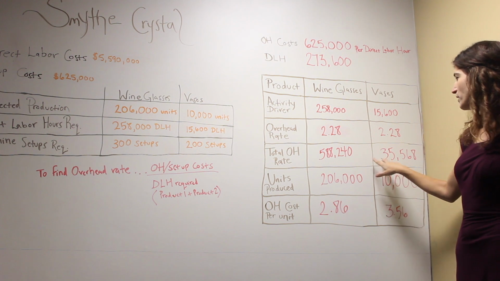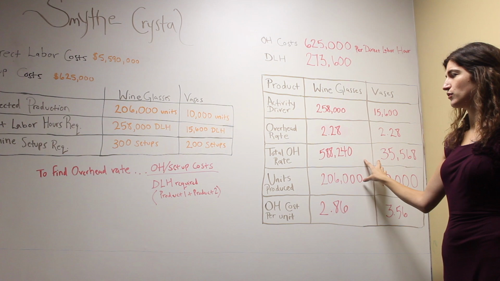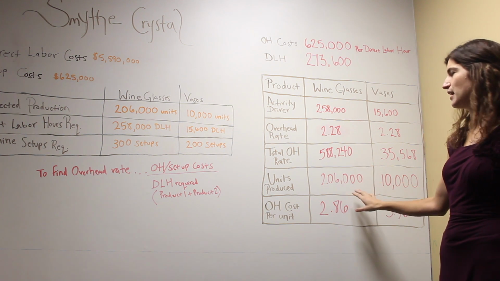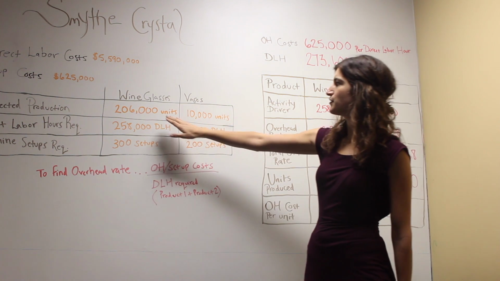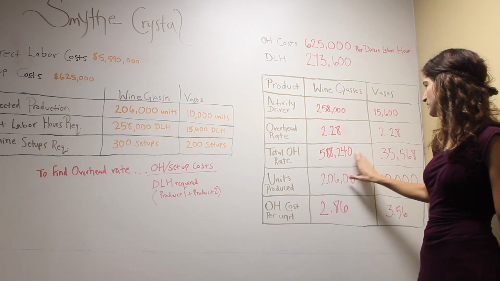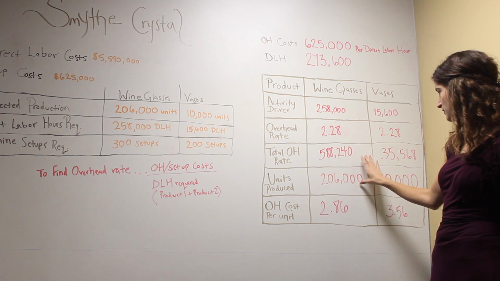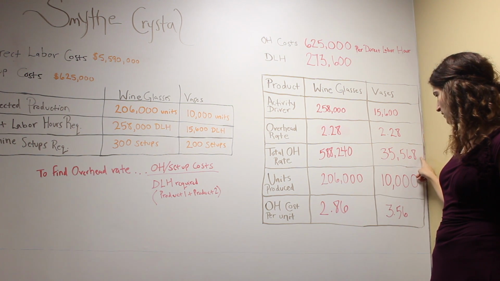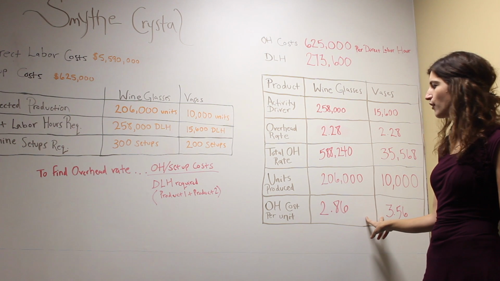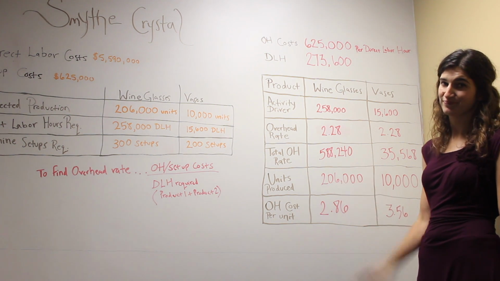Now, that's not the end of what Smythe crystal had to do to find out their overhead cost per unit. Once you have this number, you need to take your units produced. They took their 206,000 units from wine glasses and divided it by this number here. Then they took their 10,000 units from the vases and divided it into this here, and that gives us both our overhead cost per unit for wine glasses and vases.